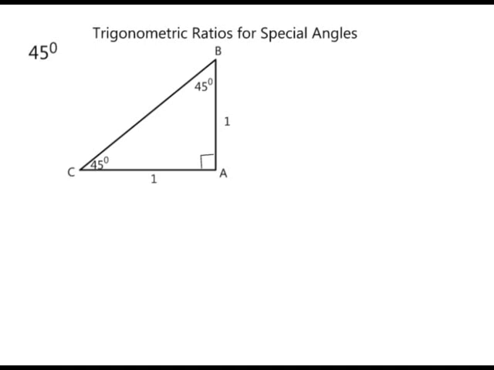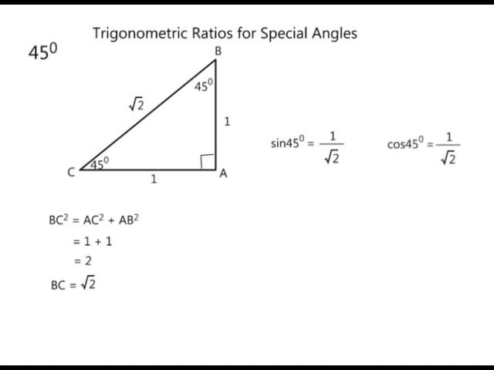The ratio for 45 degrees. Now consider a right-angled triangle with two sides each of length 1 unit. Using Pythagoras theorem, BC squared is equal to AC squared plus AB squared. That is 1 squared plus 1 squared, and it gives us 2. Therefore, BC is root 2. Therefore, sin 45 degrees is equal to 1 over root 2, opposite over hypotenuse. And cos 45 degrees is equal to 1 over root 2, adjacent over hypotenuse.